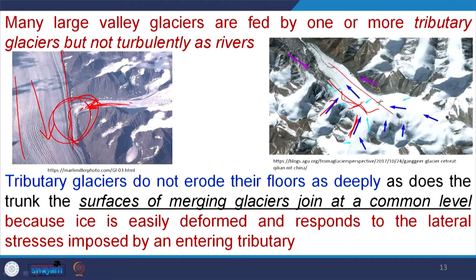So the ice can easily deform and adjust itself. Here you can see the deformation lines. The contribution from the tributary glacier mixes with the main glacier, and the main deformation zone is here. So due to deformation the level changes and becomes equal. They join at uniform levels.